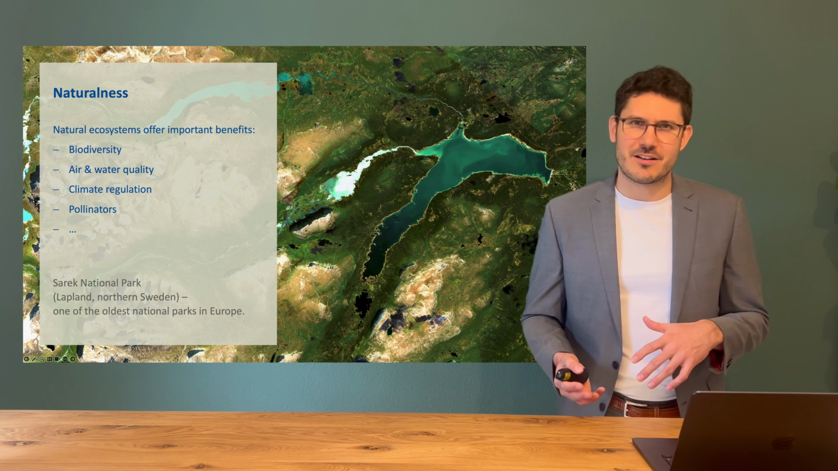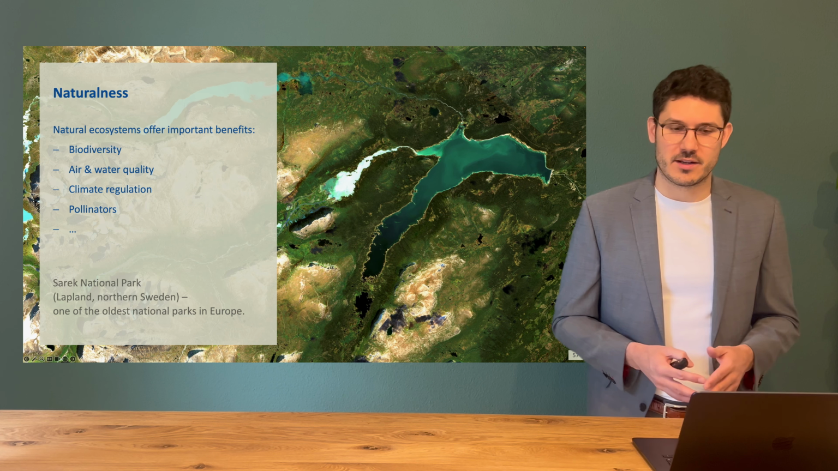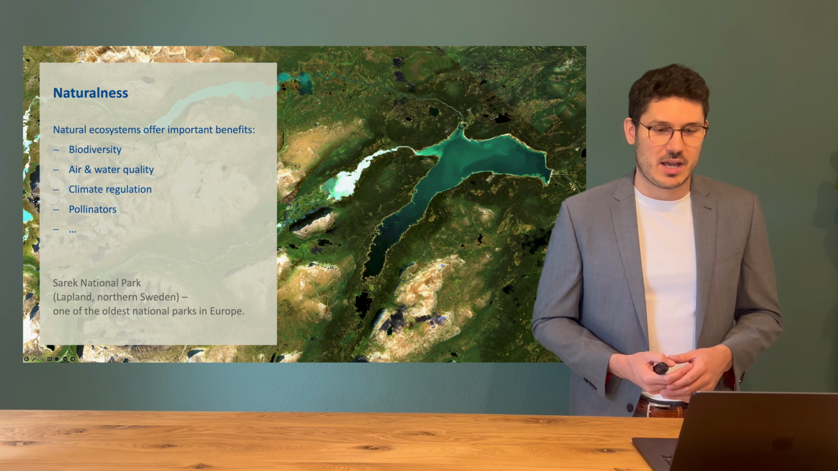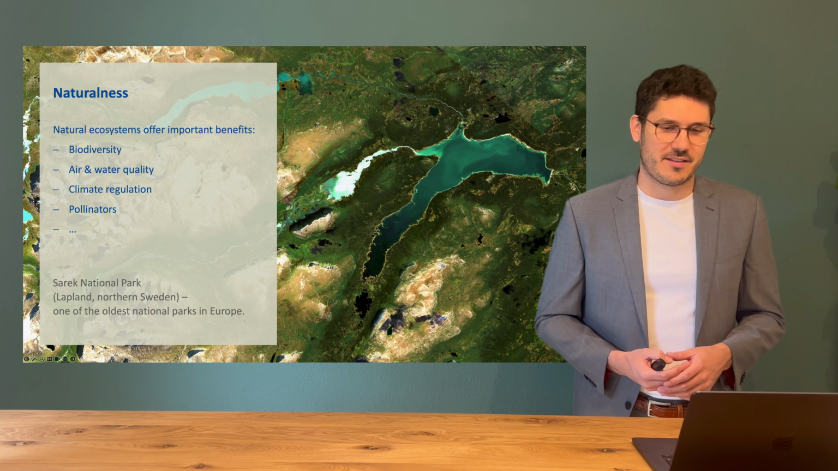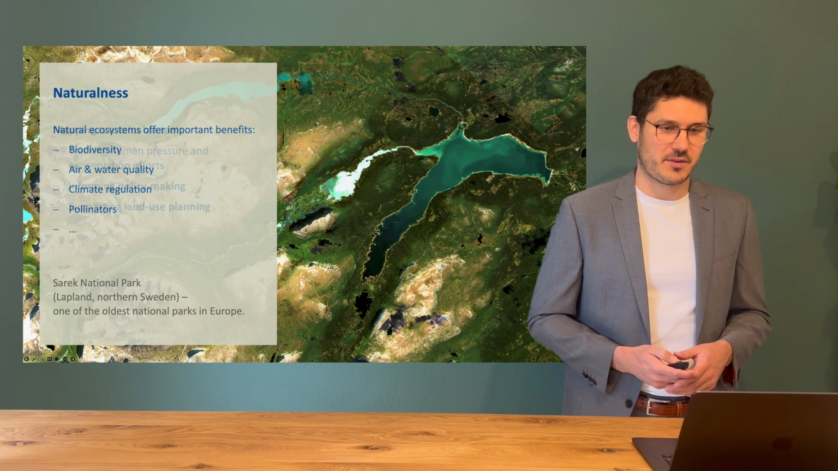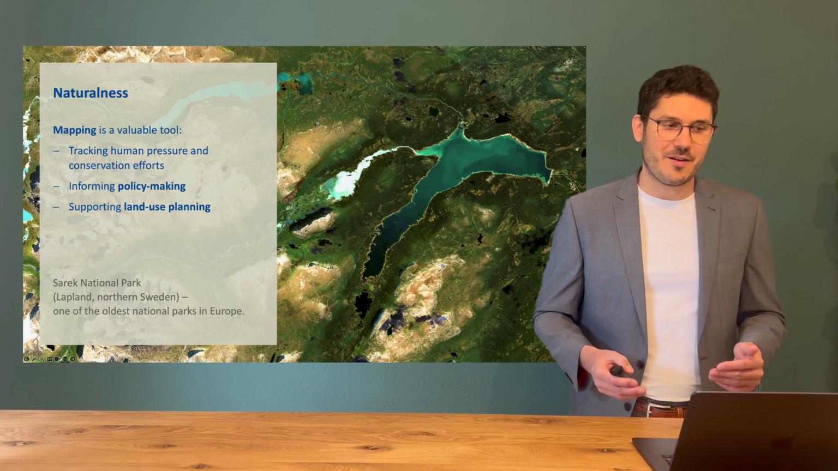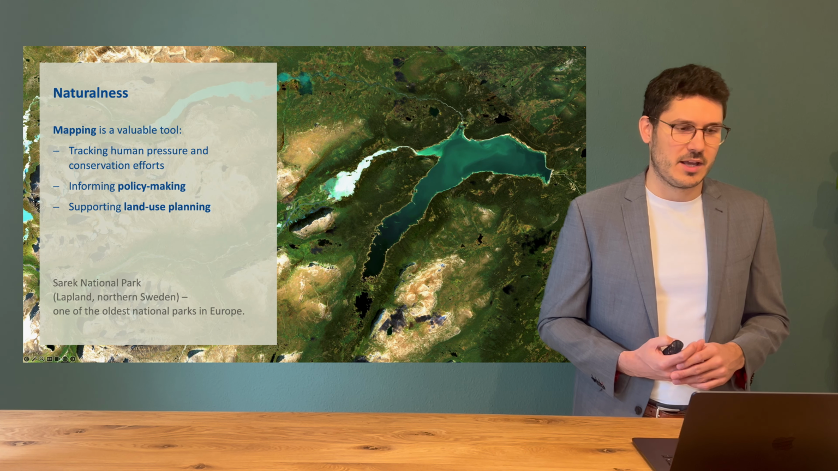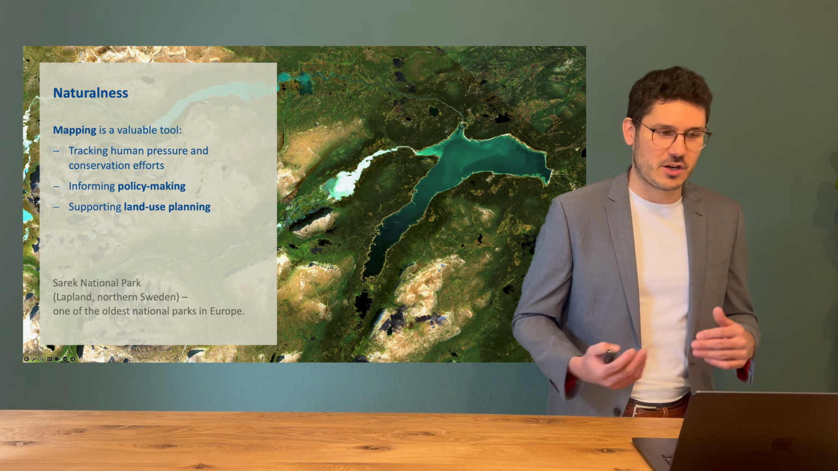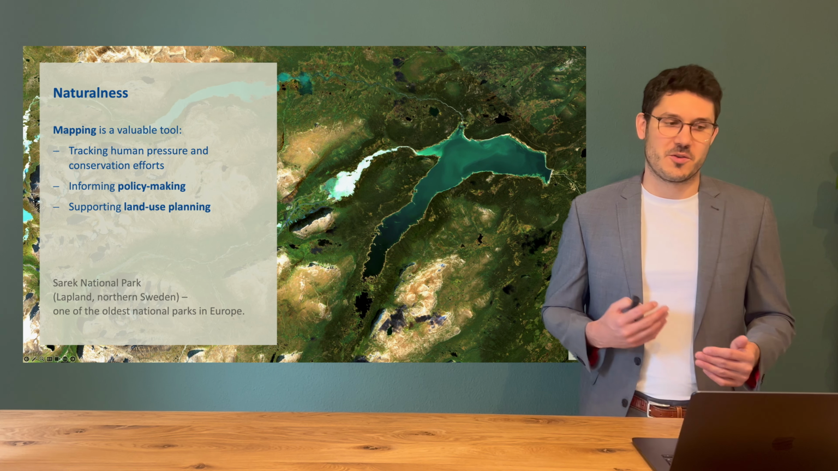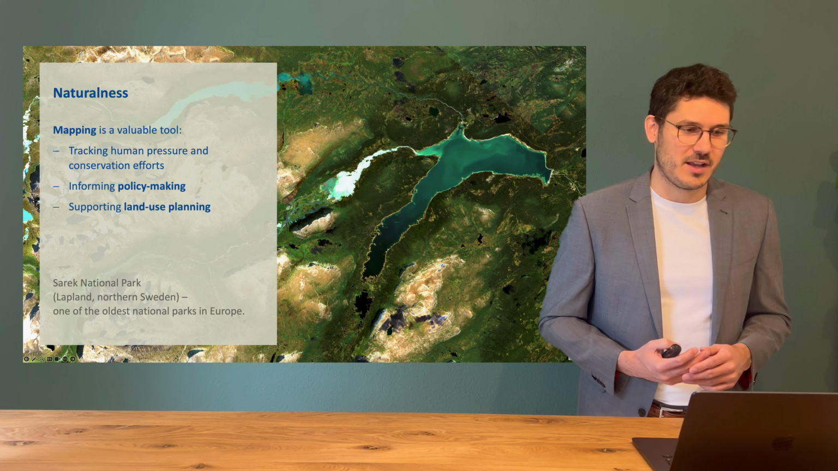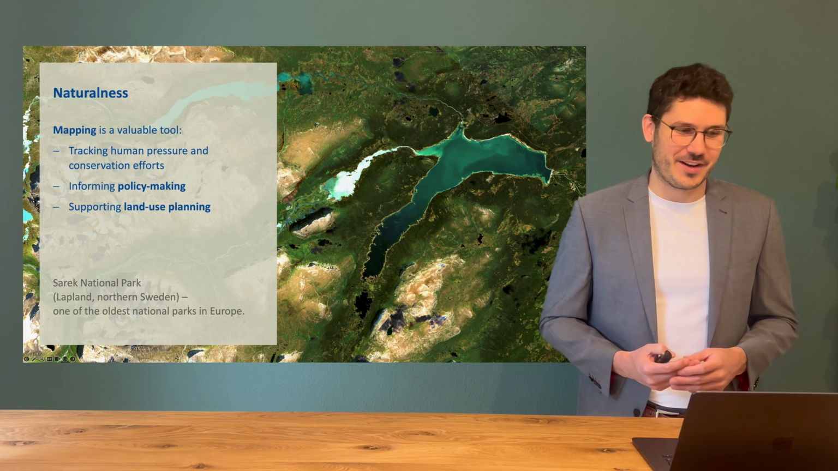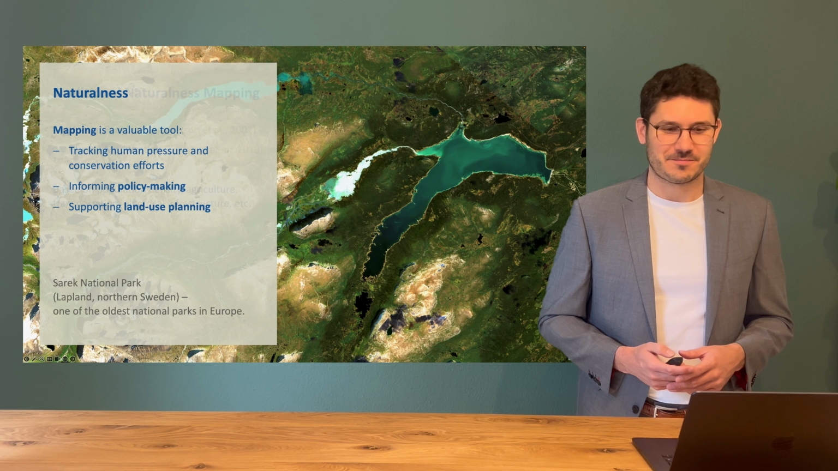They filter air and they purify water. They absorb carbon dioxide and thus regulate climate. And they supply pollinators that are also important for crops. And therefore, mapping naturalness would be a valuable tool, because you could track human pressure on naturalness, or you could track conservation efforts. You could inform policy making and support land use planning.